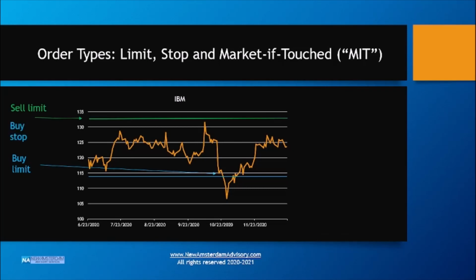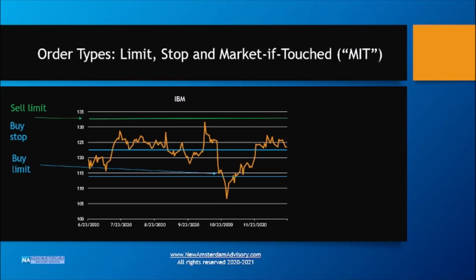Now let's look at the stop order. First, buy stop order. As you know, the stop orders are on the opposite side of the market compared to limit orders. And they are basically locking in certain levels that we don't want to miss out on.